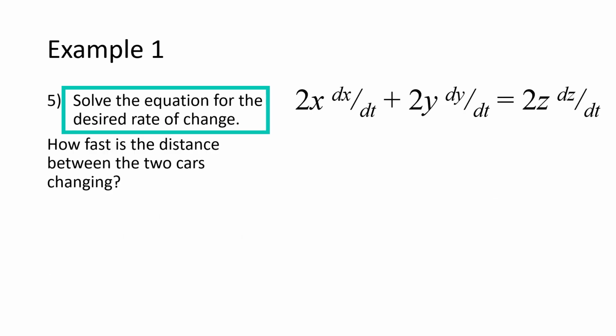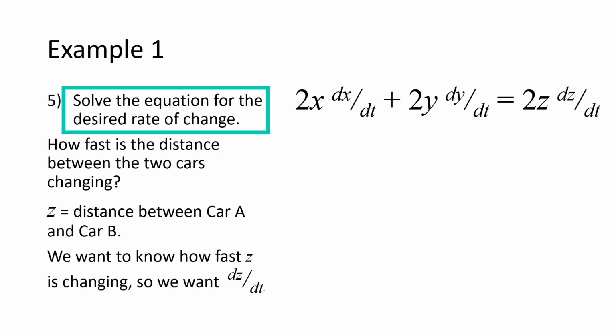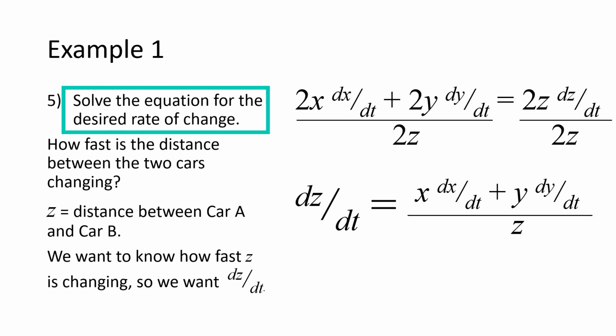Next, we solve for the thing we were asked to find. The question asked, how fast is the distance between the two cars changing? Earlier, we gave the name z to the distance between the two cars. So, to find out how fast that is changing, we want dz/dt. If we divide both sides of the equation by 2z, then dz/dt is alone on one side.